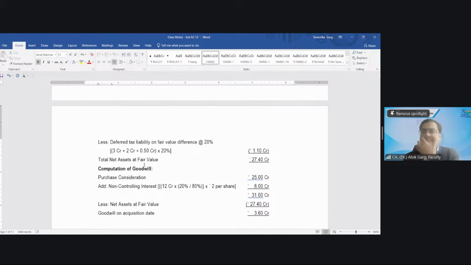25 crore? The company has acquired 80% stake. And what is the number of shares of that 80% stake? 12 crore.